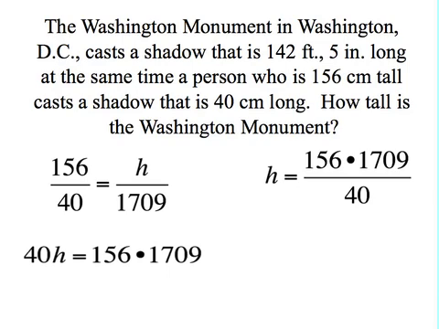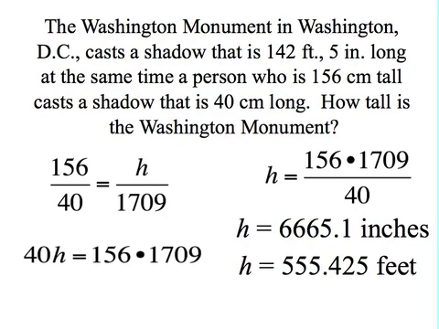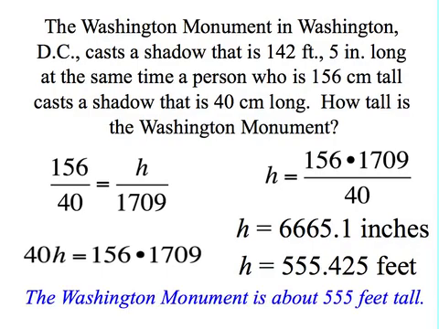We then know that h is equal to 156 times 1,709 divided by 40. We'll let a calculator do this one, and we get that h is 6,665.1 inches. Now let's convert it back to feet. Divide it by 12. We'll let the calculator do that too, and we get that h is 555.425 feet. So I think we can round and say that the Washington Monument is about 555 feet tall. And if you go to the National Park Service website, 555 feet is the number given for the height of the Washington Monument.